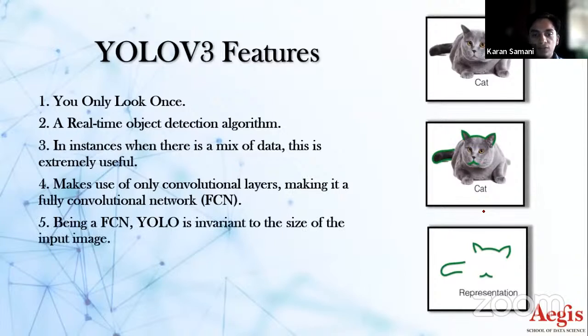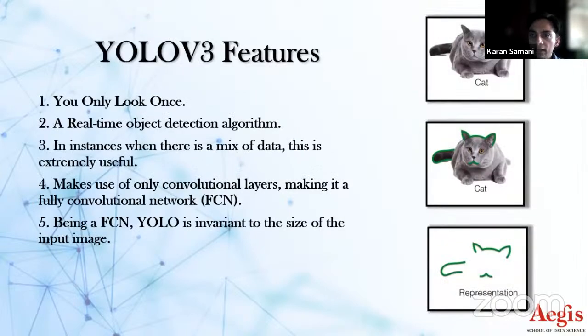Okay, being an FCN, a fully convolutional network, YOLO is invariant to the size of the input image. So you can pass somewhere around a 4K resolution image to YOLO if you have constructed it this way. And to the same YOLO algorithm, you can also give 8K resolution images, or 2K, or just HD. So a single instance of the YOLO algorithm can handle multiple sizes of input images.